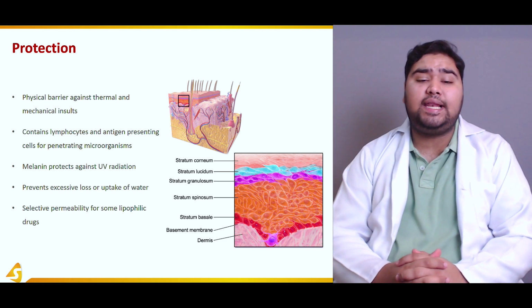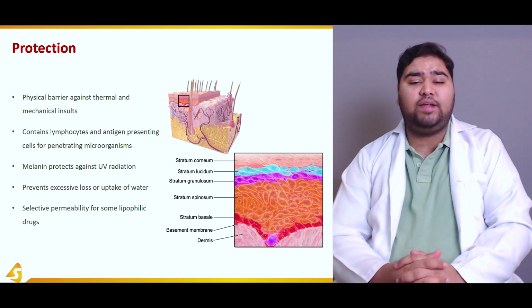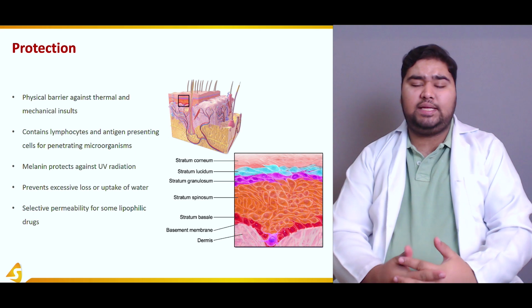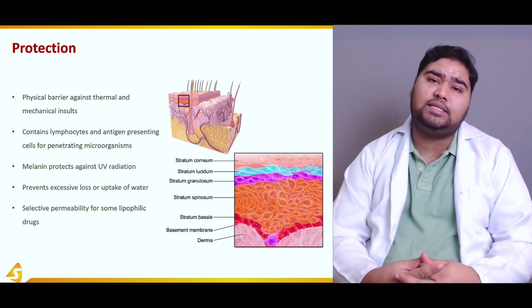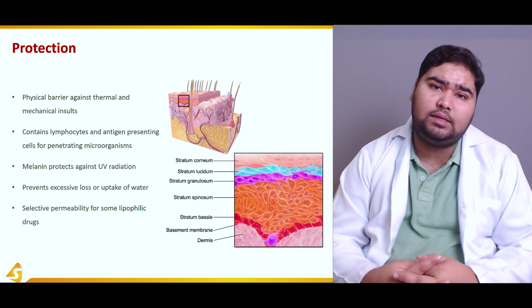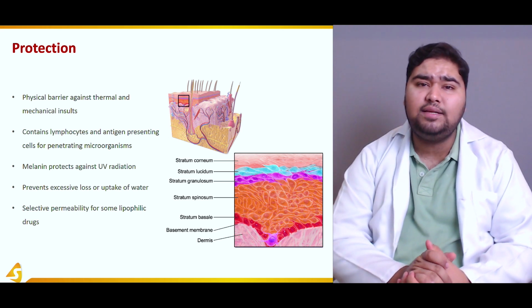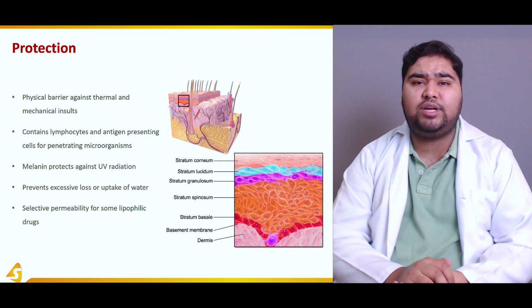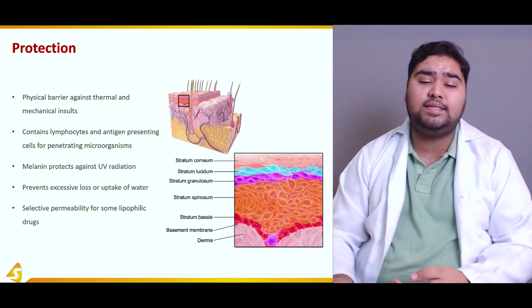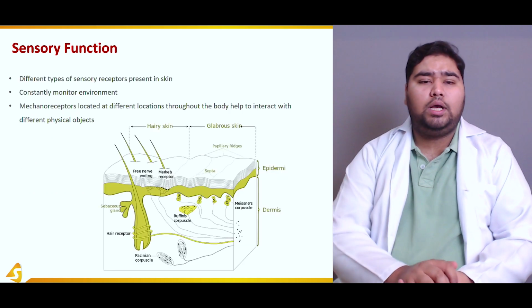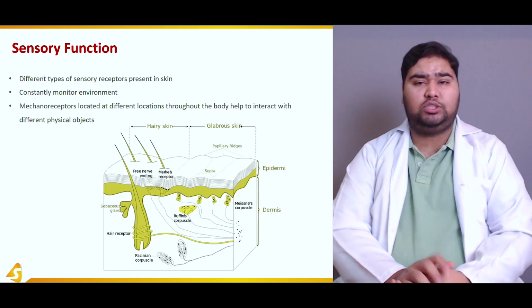Skin is also selectively permeable for some lipophilic drugs which can be rubbed into the skin. Since it is selective for materials which can be given via skin, it's mostly the lipophilic drugs which can penetrate the skin by rubbing, usually involving steroid ointments. Let's move to the sensory function of the skin.